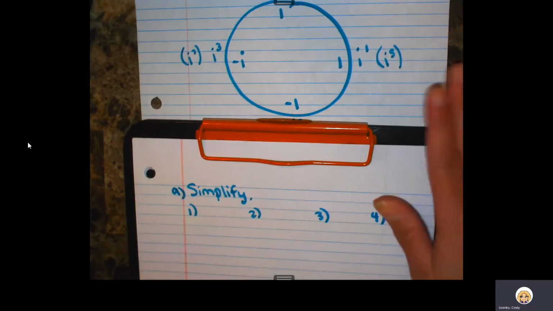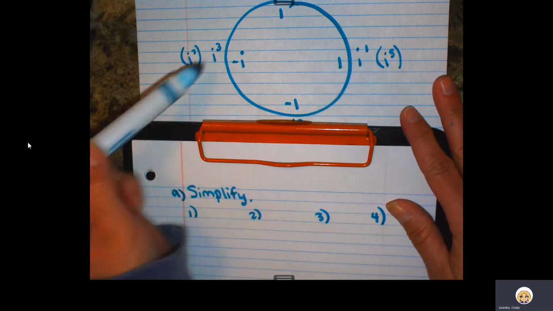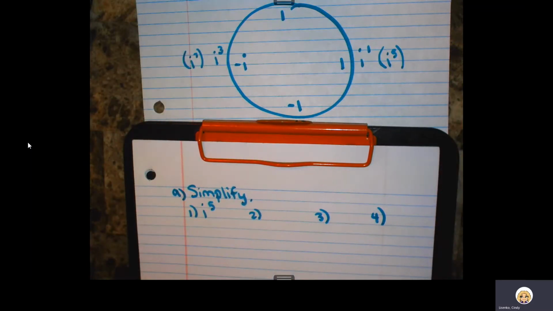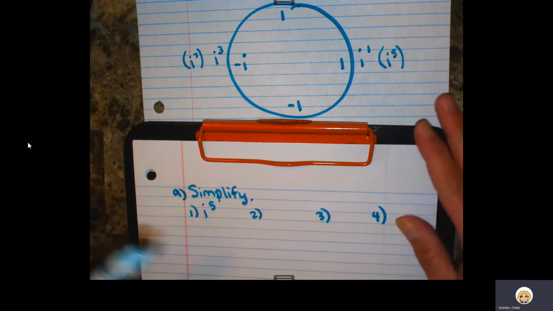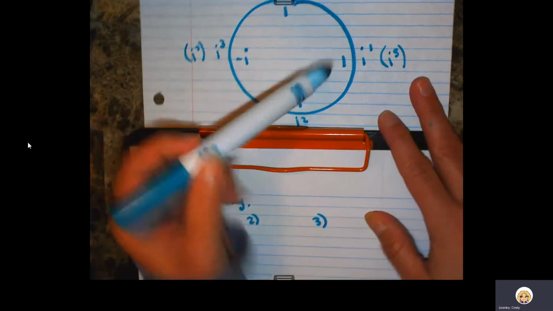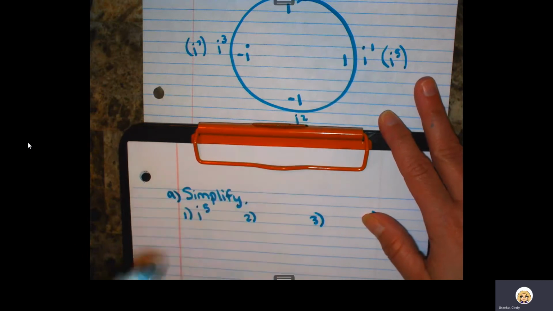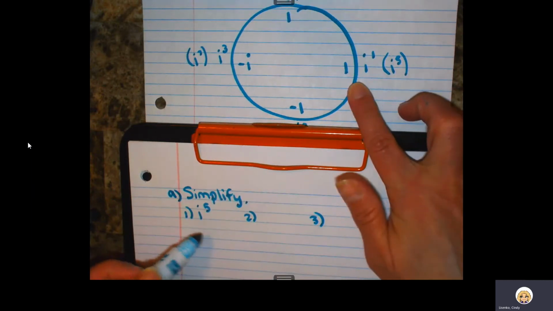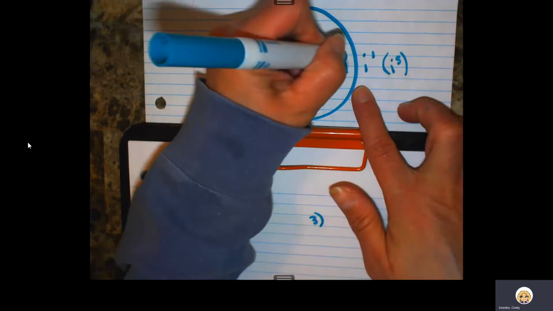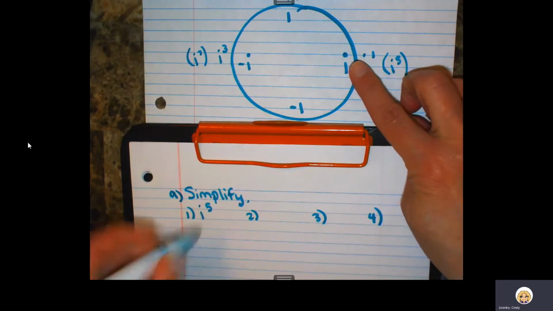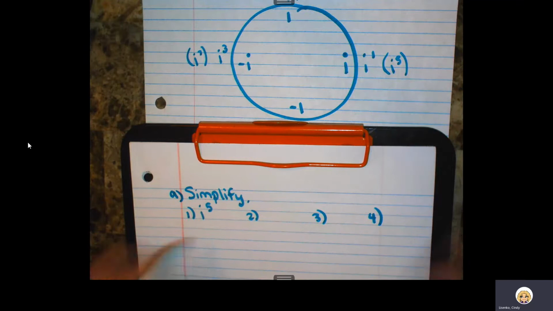So in our table, we've already done our powers of 4. We've done i to the first, second, third, and fourth. Now I want us to add on i to the fifth. I already showed you in the table that i to the fifth is just 5 spaces around. So 1, 2, 3, 4, 5. So that's a 1. I'm sorry, this should be an i here. Make sure that's an i. That's definitely an i.